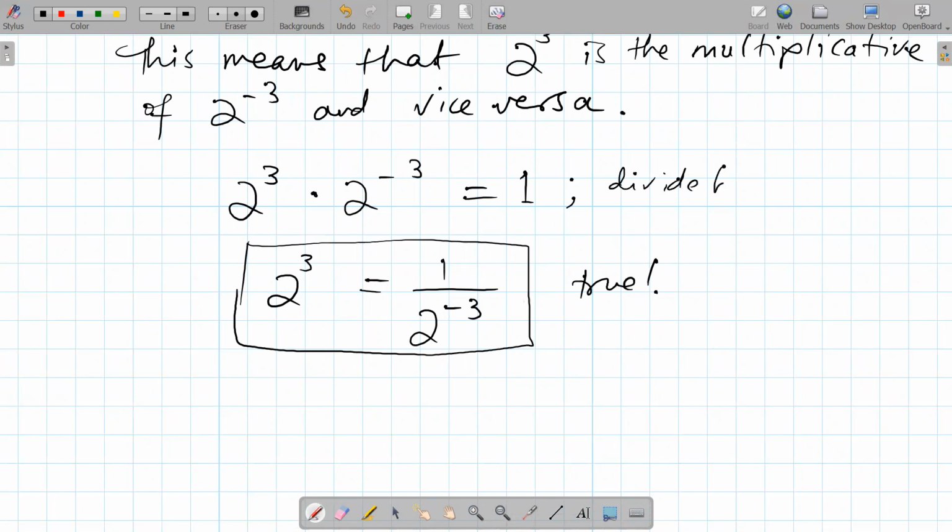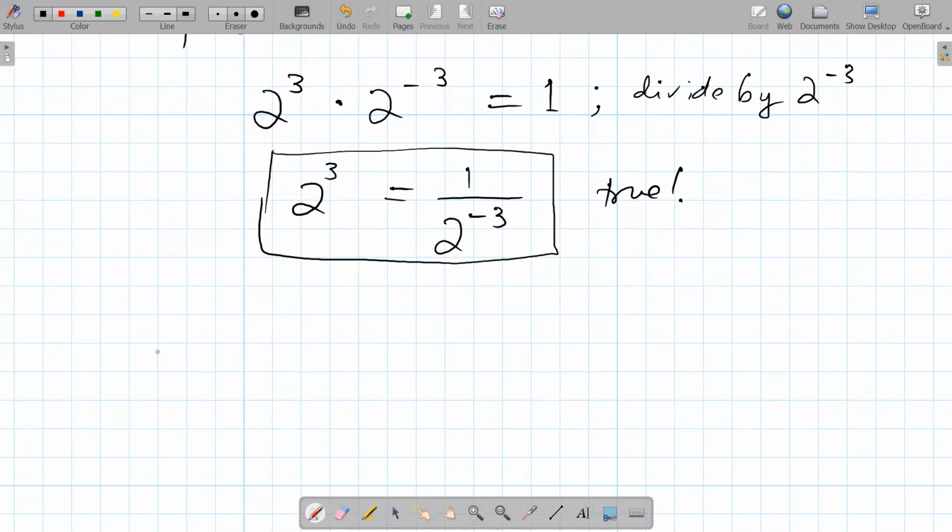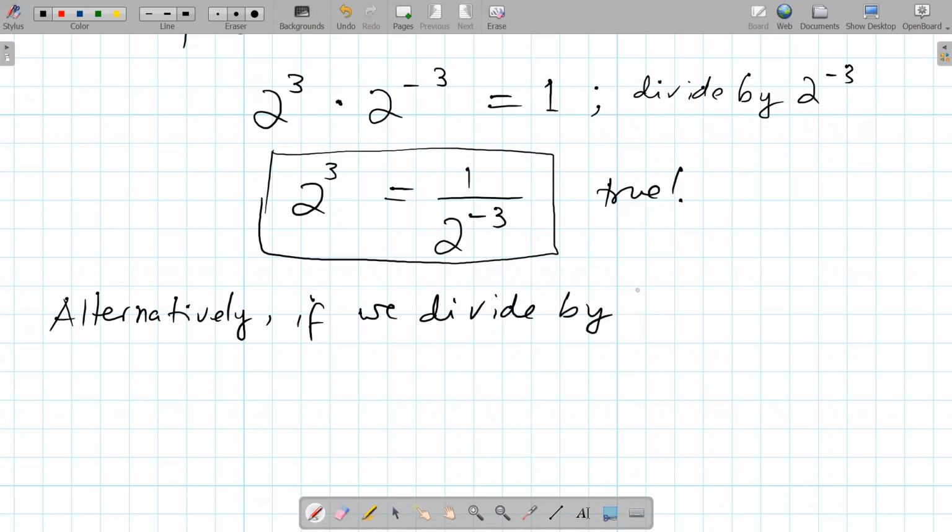Divide by 2 to the negative 3, right? And then you get this. I'm going to write the same thing here. Alternatively, if we divide by 2 to the positive 3, then we have 2 to the negative 3 will be equal to 1 over 2 to the positive 3.